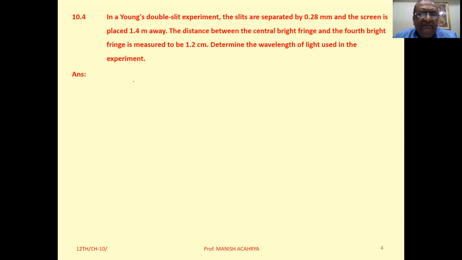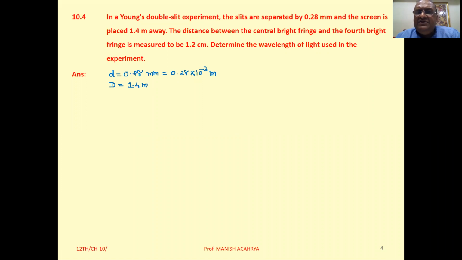It implies that small d is equal to 0.28 millimeter, that is 0.28 into 10 raised to minus 3 meter. Then capital D, the distance between slit and screen, is given to you, 1.4 meter.